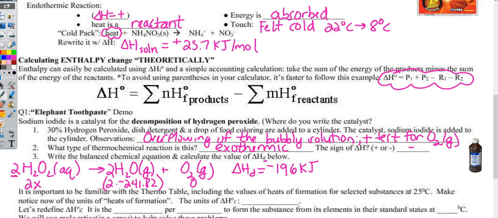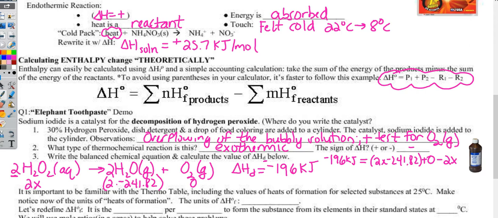Okay, so what I'm going to do here is say that I have negative 196 kilojoules, which is my total kilojoules, equal to my products minus reactants. Well, I can see that my products are 2 times the negative 241.82 plus 0, minus 2x, because I have to subtract the reactant. So I'm going to subtract the 2x out.